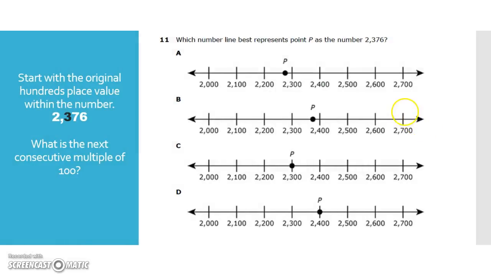When I'm looking at a number line, I know that I can start with my number 2,376, and since this has a scale of 100s, I can look at the hundreds place and use that to determine my starting point. I know this number would be somewhere between 2,300, and then I could find the next consecutive multiple of 100, which would be 2,400. So which number line shows where P most accurately would be for 2,376?